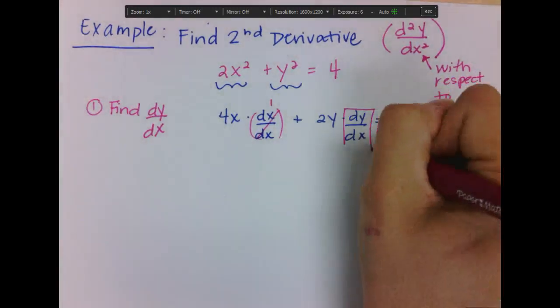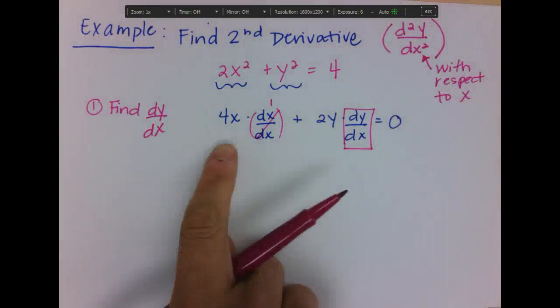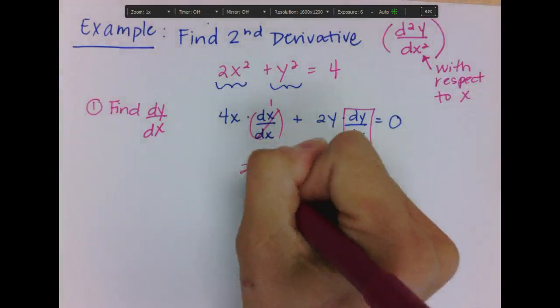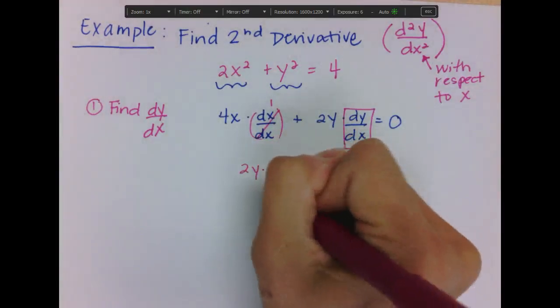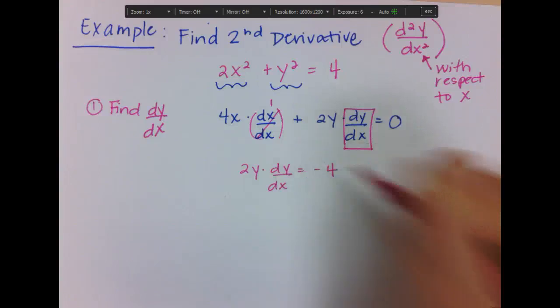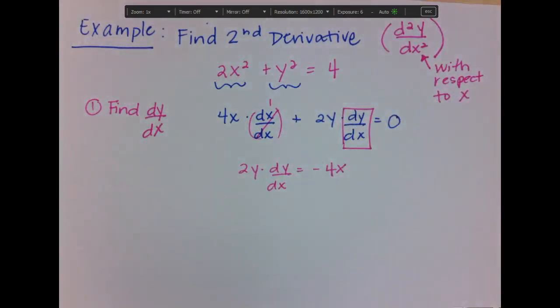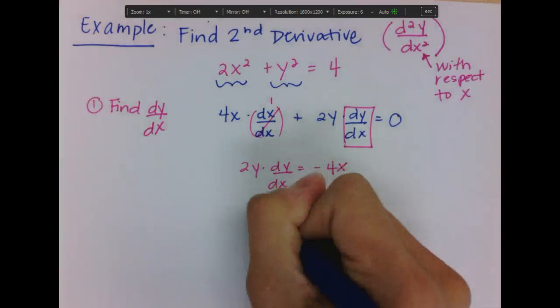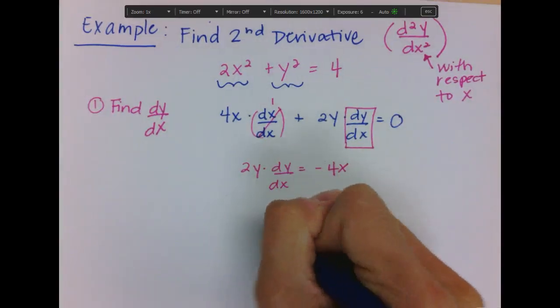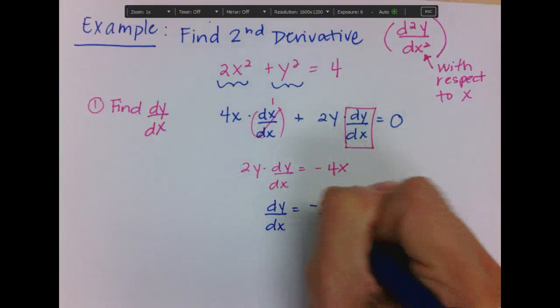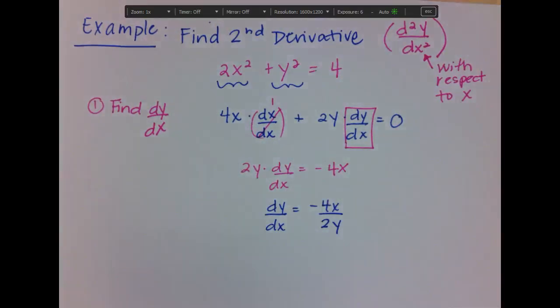This is the variable I need to solve for. So I'm going to take the 4x and move it to the other side of the equation. 0 minus 4x gives me negative 4x. And then finally let's divide. There we have the derivative dy over dx equals negative 4x over 2y.